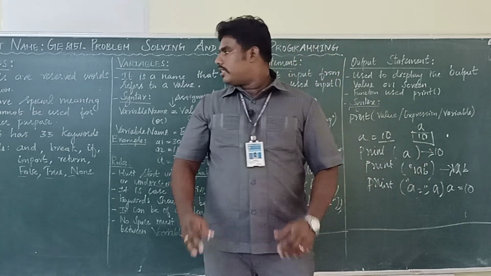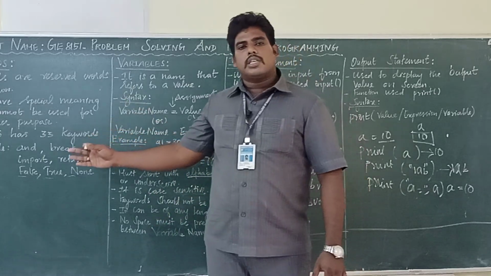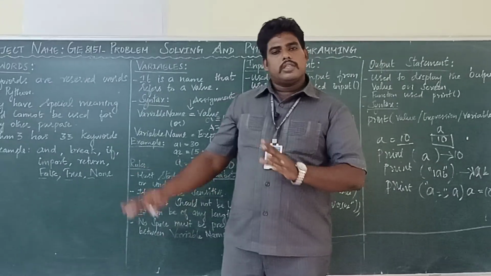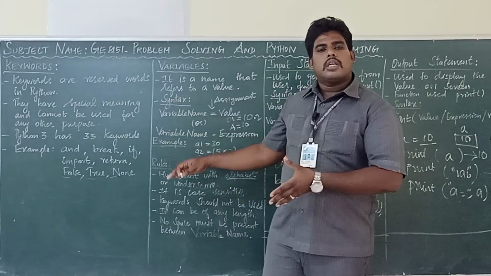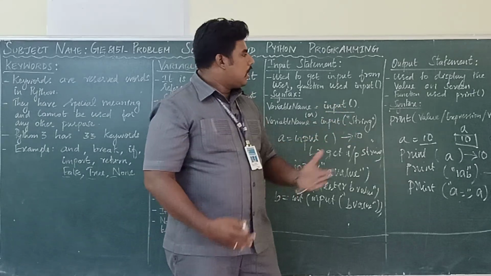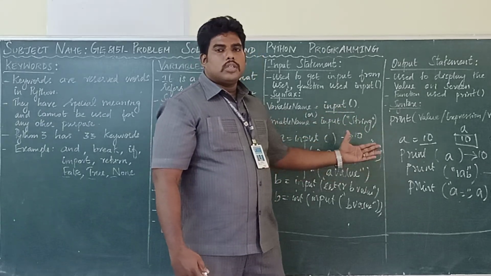So what are the things we discussed? First, what are keywords? Keywords are reserved words. How many keywords? 33 keywords. Then variables, rules, okay. Then input: the input function is used to get the input and the print function is used to print the output.